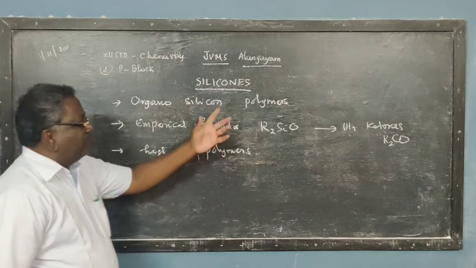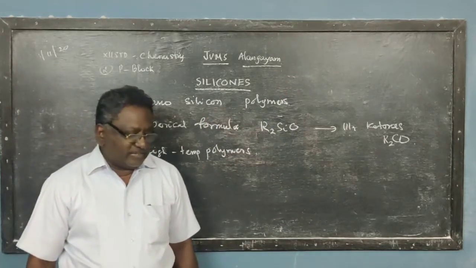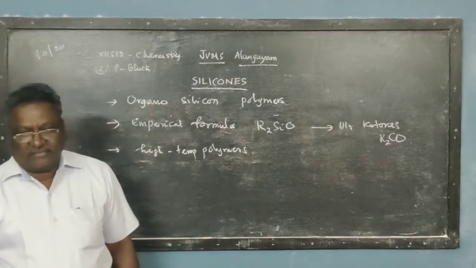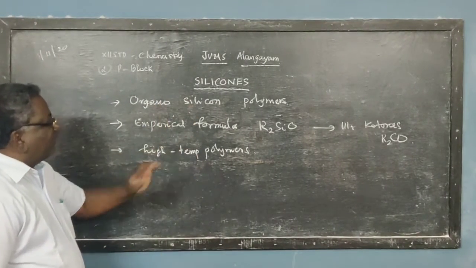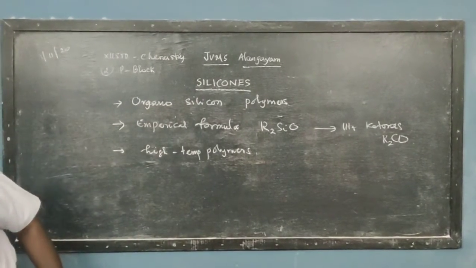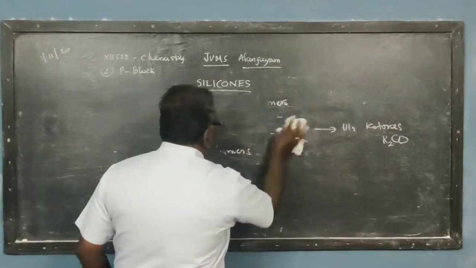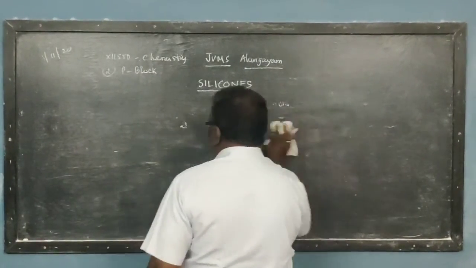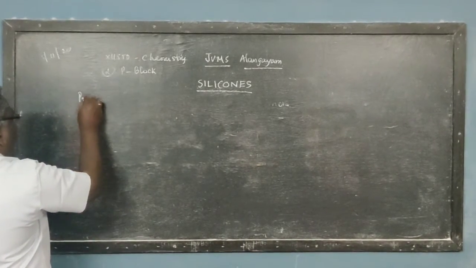We know what a polymer is. A polymer is a giant molecule having huge mass and a long chain structure, right? So these are the very important salient features of the silicones. So how are these silicones prepared? Preparation of silicones.